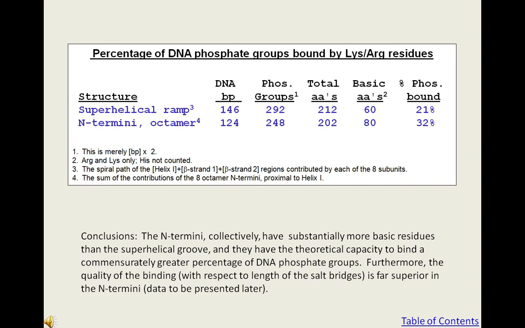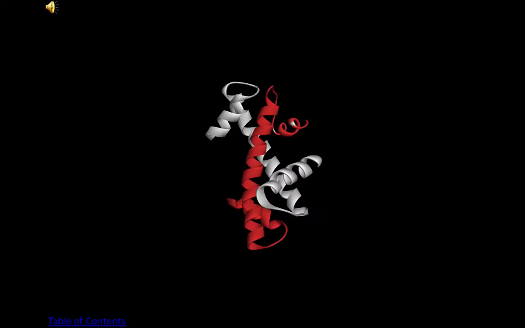First, some definitions. The superhelical ramp consists of helix 1 of each of the 8 histone subunits, plus the so-called beta bridges, which form between beta strand 1 of each subunit and beta strand 2 of its adjacent partner subunit. We'd better take a quick time out and look back at these structures. Because I myself find it hard to visualize these things, even after a year and a half of living with them night and day, I presume a quick review would be useful to you also.